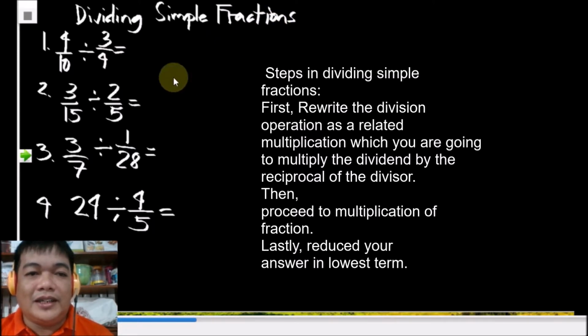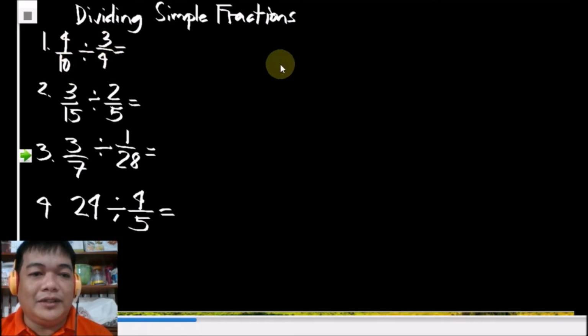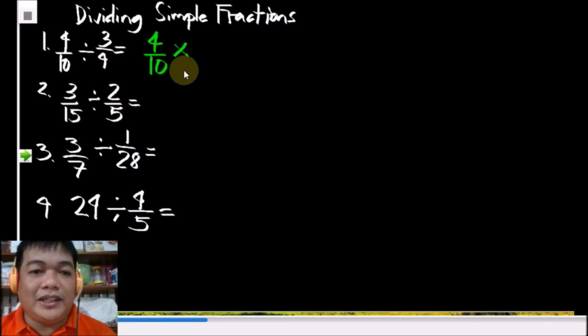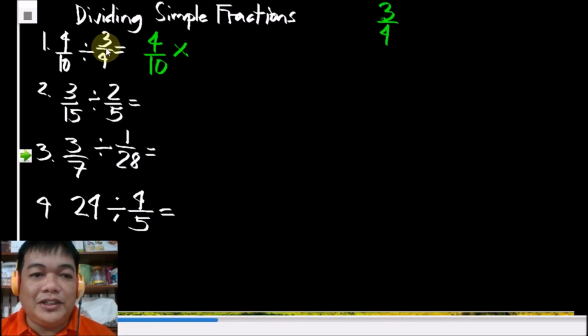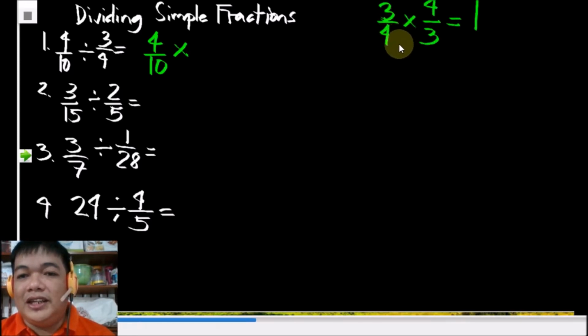Okay, so let's start with problem number 1, 4/10 divided by 3/4. Change the operation into multiplication, then find the reciprocal of your divisor, which is 3/4. Reciprocal means you multiply the fraction with another fraction so that the product is 1. So what fraction, multiplied by 3/4, will be equal to 1?